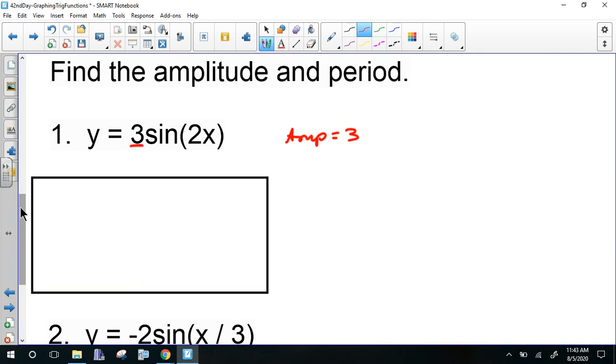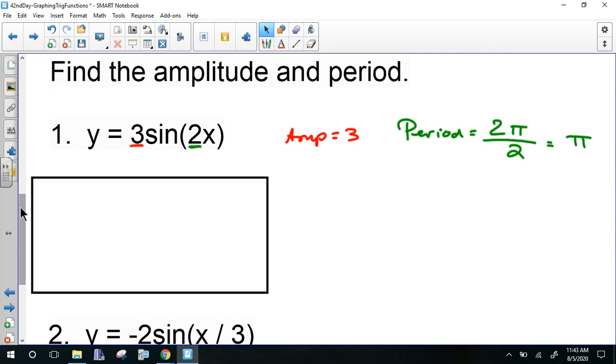The period is going to be 2 pi divided by the number in front of the x, which is 2. And that gives us, in this case, pi. So this graph is going to repeat every pi units. It's going to look the same from 0 to pi as it does from pi to 2 pi.